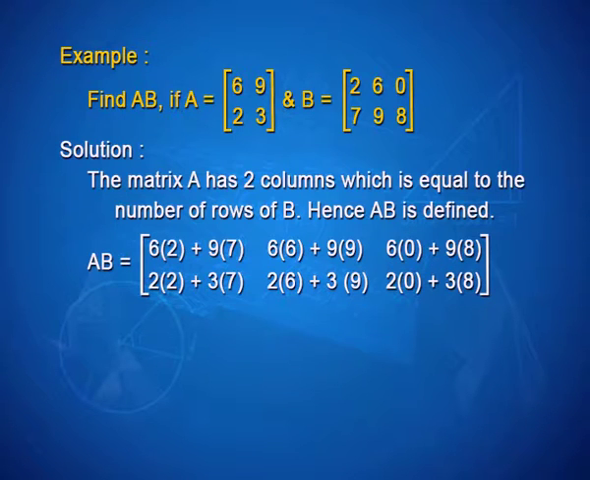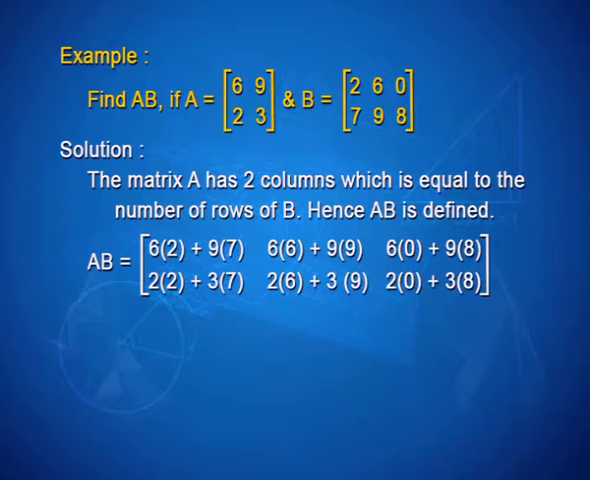Now, coming to the second row, we have here 2 multiplied by 2 plus 3 into 7. This gives us the first element of the second row. Now, coming to the second element of the second row, 2 multiplied by 6 plus 3 multiplied by 9. The third element of the second row we get by multiplying 2 into 0 plus 3 into 8.